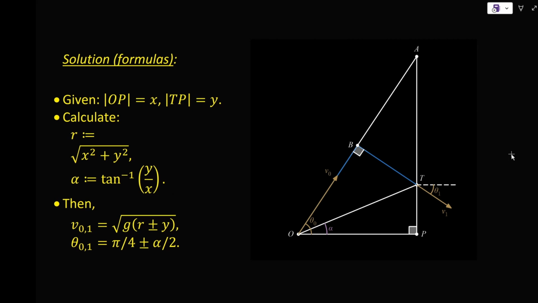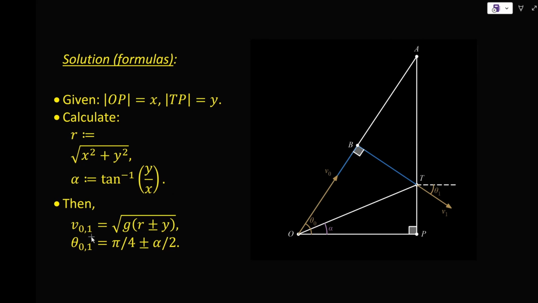An equivalent solution given by formulas is as follows. In the same setup, let's denote the length of OP to be x and the length of TP to be y. We then calculate the length of the hypotenuse OT, denoted as r, which by the Pythagorean theorem is of course equal to the square root of x squared plus y squared. Then we calculate the size of the angle TOP, denoted by alpha, which is equal to the inverse tangent of y over x. So alpha specifies the direction of the line OT, which is what we call the line of sight. And then the initial speed V naught is given by the square root of g times r plus y.